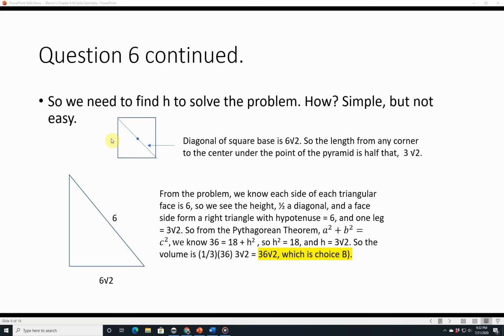The diagonal of the square base, since this is 6, this is 6, becomes 6 root 2. So that means half of this has to be 3 root 2. From the problem, we know that each side of each triangular face is 6, so we can see the height, half a diagonal, and a face form a right triangle with hypotenuse equal to 6, and one leg equal to 3 root 2. Okay, this says 6 root 2 here. That's a mistake. This should be 3 root 2. So this is 3 root 2, this is 6.